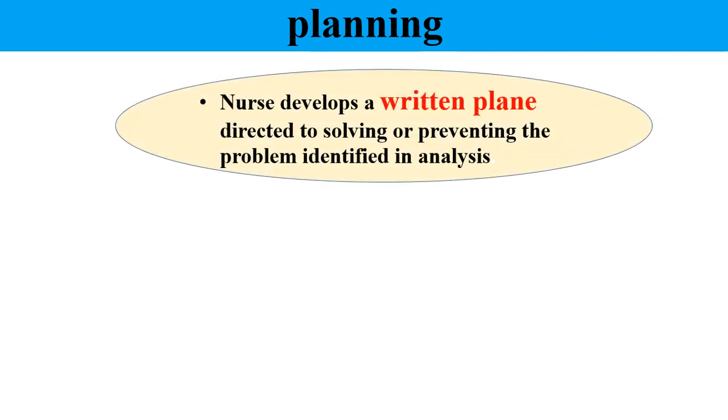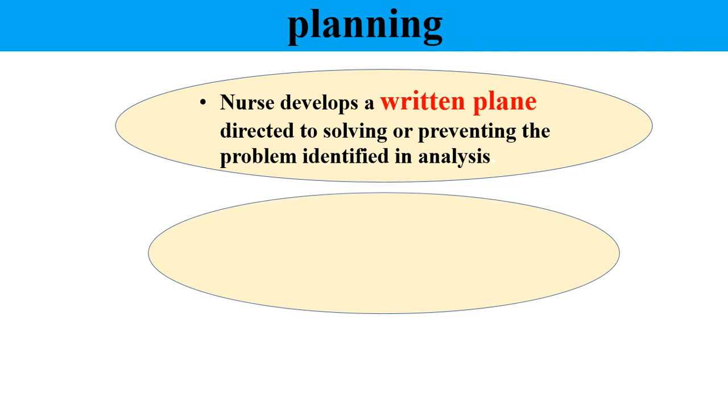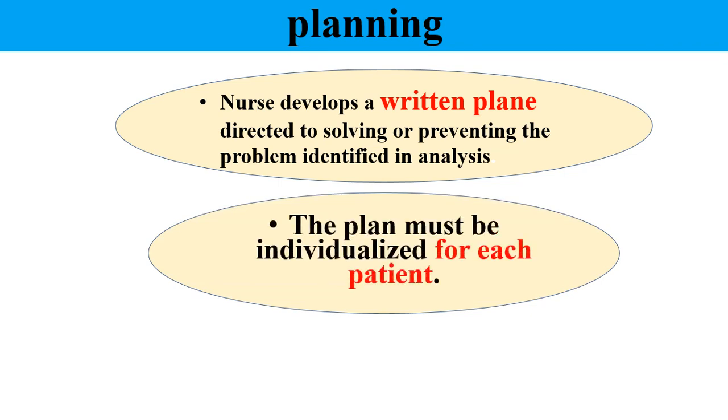Now the third step, after assessment and diagnosis analysis, is planning. Planning means a written plan. So nurses must develop a written plan directed to find a solution or prevention for the problems identified in analysis and diagnosis. And this plan must be individualized for each patient. So for each patient, we must put a plan for the nursing process.